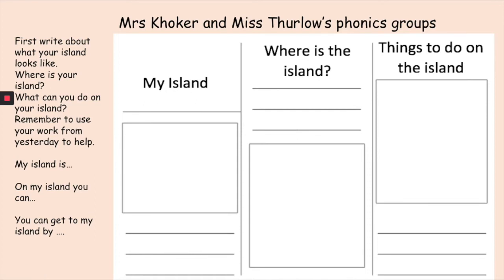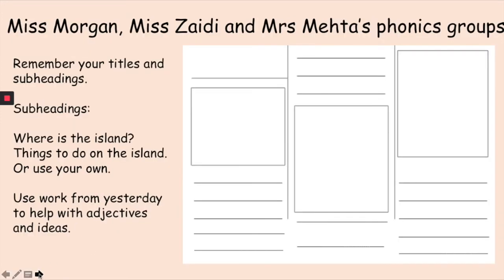And here are some sentence starters. My island is, on my island you can, and you can get to my island by. So maybe you can get to my island by plane, you can get to my island by car, you can get to my island by boat or helicopter, whatever you like. If you are in my phonics group, Miss Sadie, or Mrs. Meta's phonics group, you all have the same template.